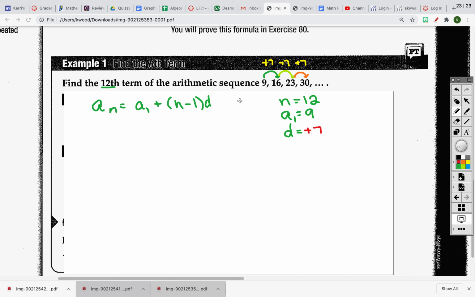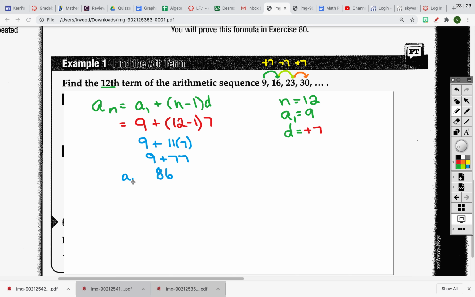So we know each one of these pieces. So we just simply substitute them. The first term is 9 plus parentheses, n is 12. So 12 minus 1 times d, and our d is 7. Well, that becomes 9 plus 12 minus 1 is 11, and 11 times 7 is 77. So we have 9 plus 77. Please use a calculator. That is going to be 86. So find the 12th term in the arithmetic sequence.